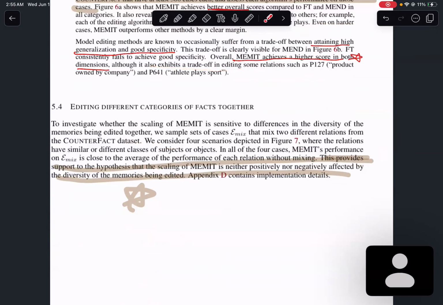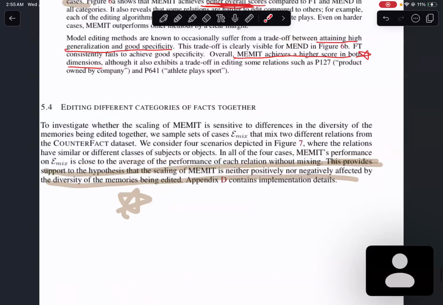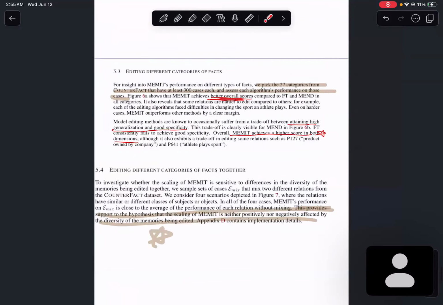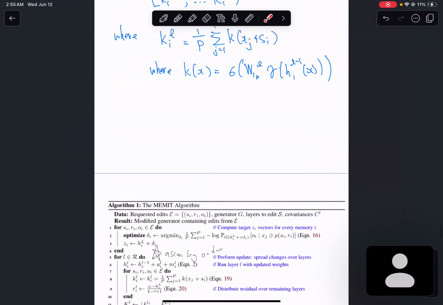And some of you may ask, does the performance depend on how diverse your categories are? And the answer is no. MEMIT is neither positively nor negatively affected by the diversity of memories being edited. So this is also very good, right? You don't need to worry about how the memory set being edited would affect the performance. So that's it for the entire paper. I hope you guys enjoy it. Thank you.